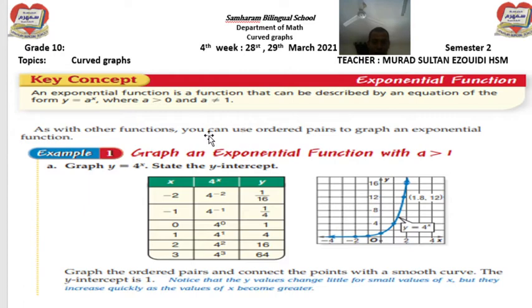And here, graph an exponential function with a greater than 1. So y equal 4 to the power x. Take the y-intercept. The y-intercept means x equals 0. It will be 1. When x equal minus 2, it will be 4 to the power minus 2. It will be 1 over 16. Okay, when x equal minus 2, y equal 1 over 16.